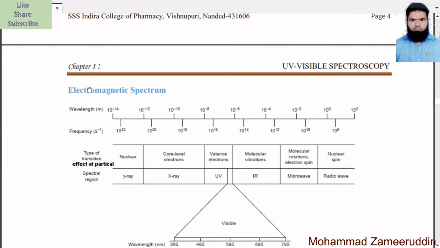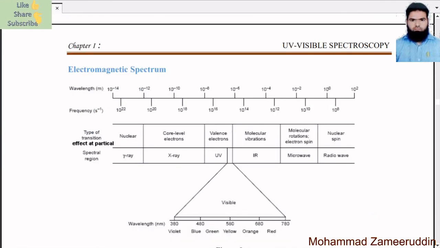Now we will discuss the electromagnetic spectrum. The whole spectrum is divided into different segments or parts. Very near is called gamma radiation. These are the gamma rays, which have the highest energy because they have the smallest wavelength. That's why they have the highest energy. Then next to this come the X-rays, which have this type of wavelength in meters.